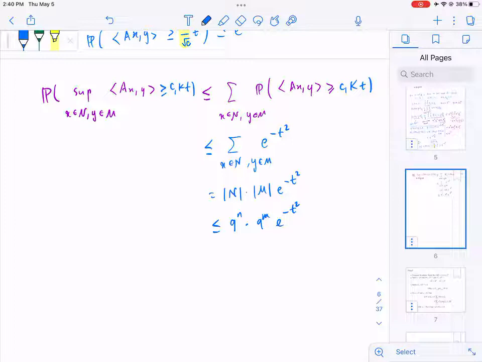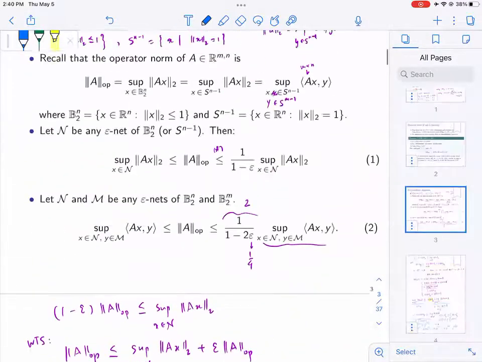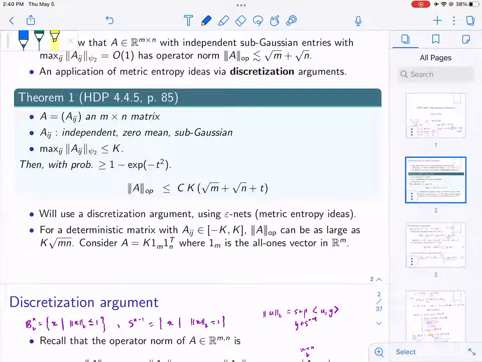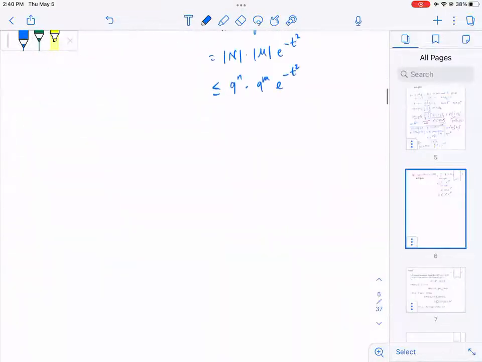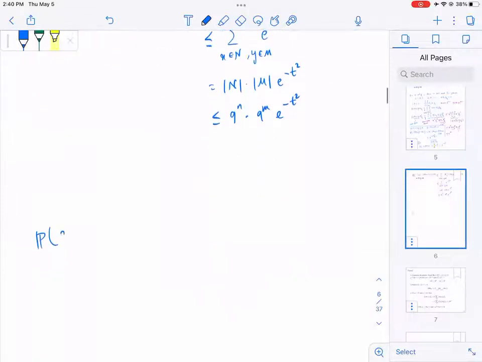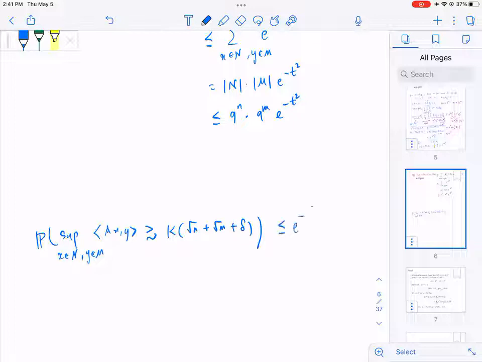So now, what I want to show is something like this, recall. I want to show something like that. So how do we show something like this? I want the probability that, for x in N, y in M, a x y is bigger than c1 k times root n plus root m plus, I'm going to say, delta, to be less than or equal to e to the negative delta squared over this. I'm going to just absorb the constants.